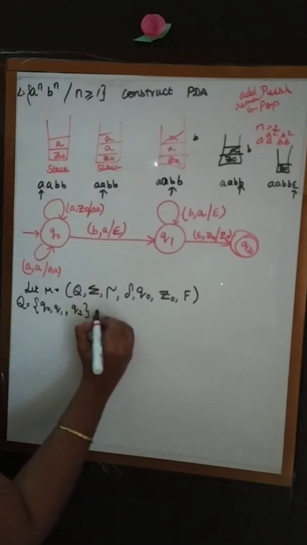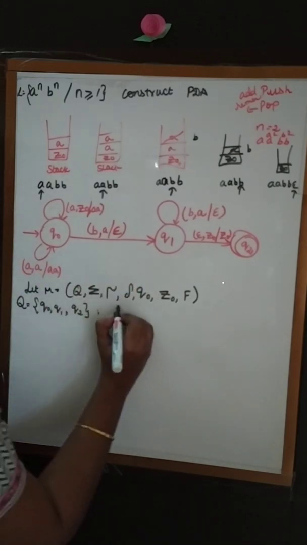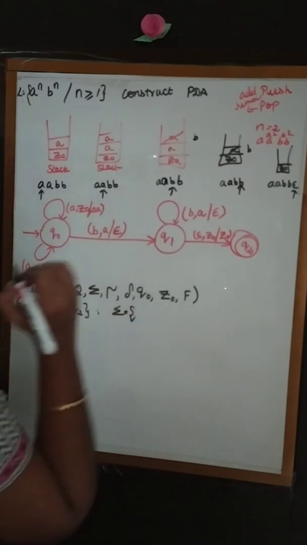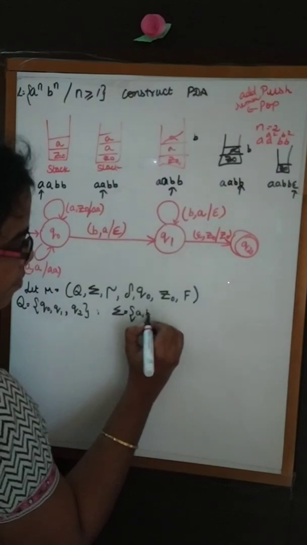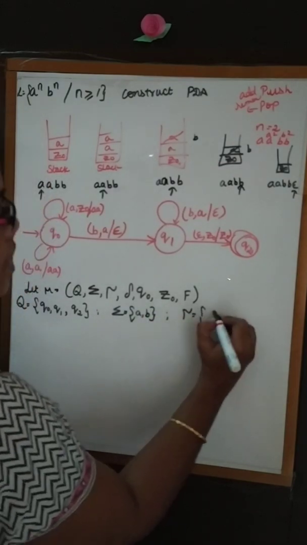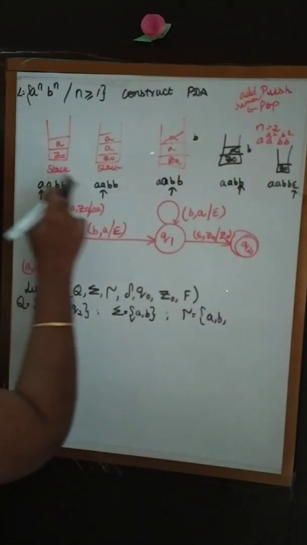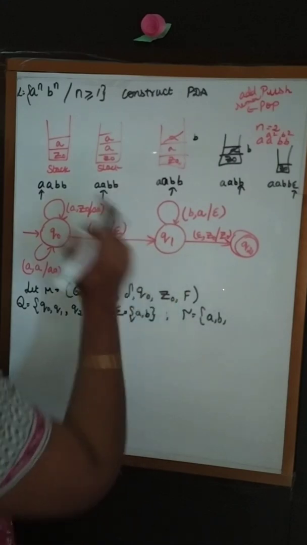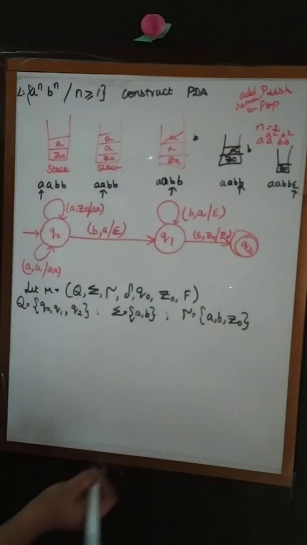Next, I cannot write it one after another, so I am writing it like this. What is my sigma? What are the input alphabets I have? A comma b. Next, what is my tau? My tau is the stack alphabet. What are the alphabets I am having on the stack? A, b and also Z naught. All the stack alphabets you have to include.